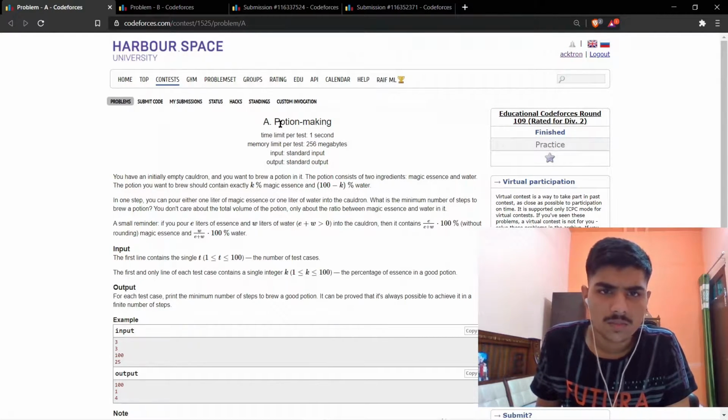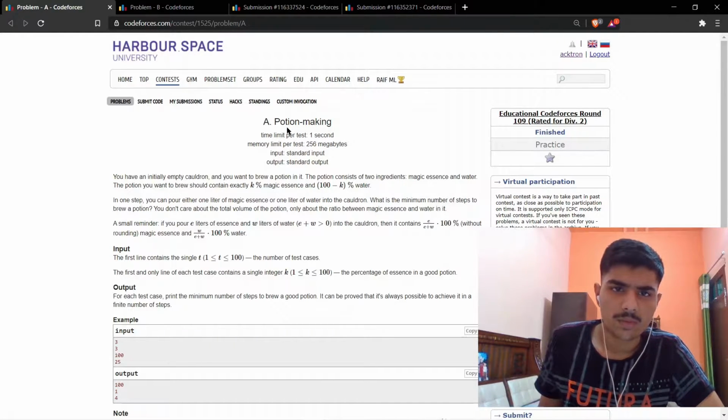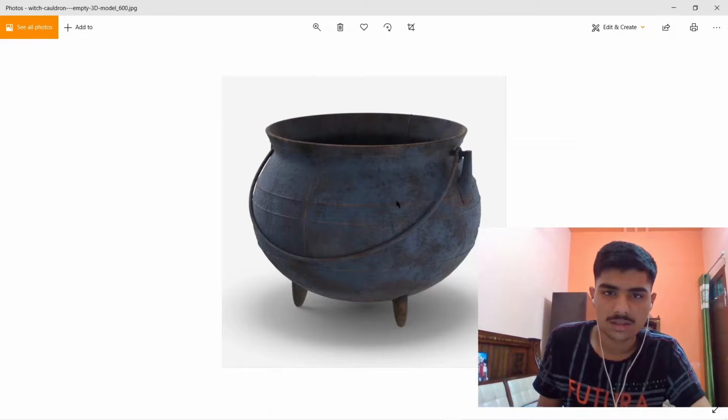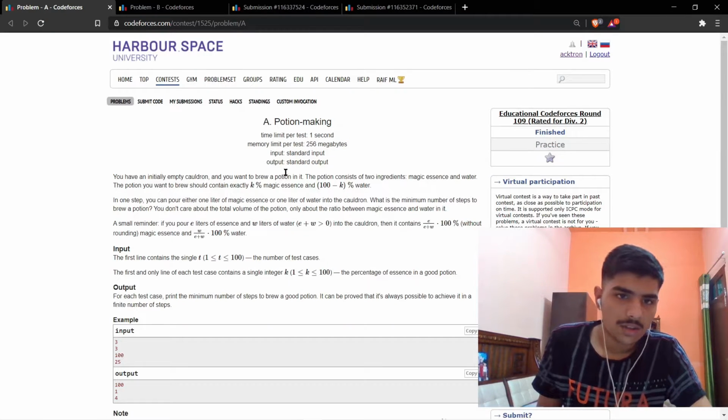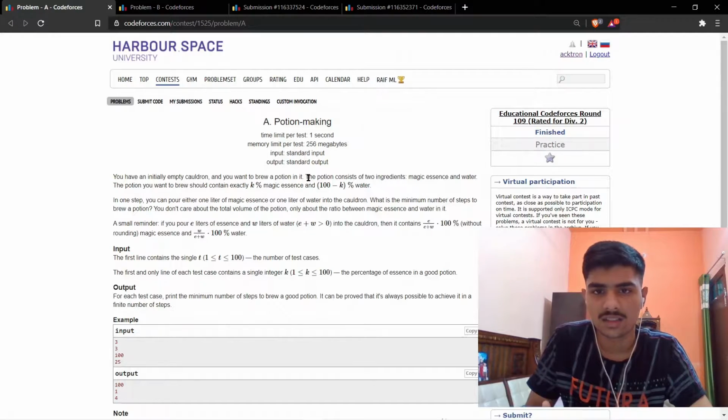Problem A's name is Potion Making. Sorry. Okay. So in this problem, what we are given is an empty cauldron. Cauldron is kind of a pot. Let me show you the image. This is called a cauldron. So what we are given here is two ingredients basically: one is water and one is magic essence. They both are kind of liquids.